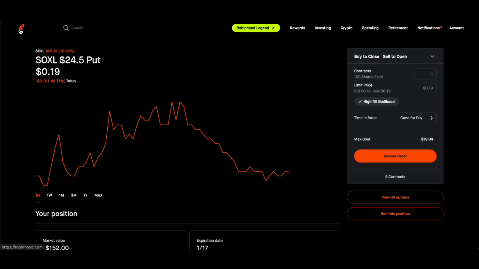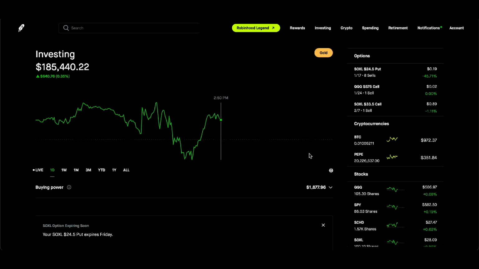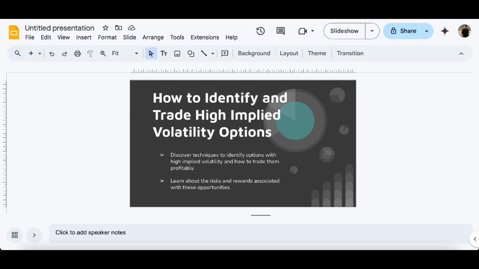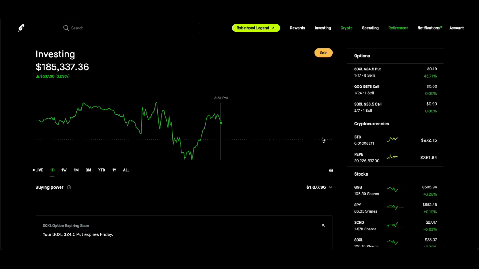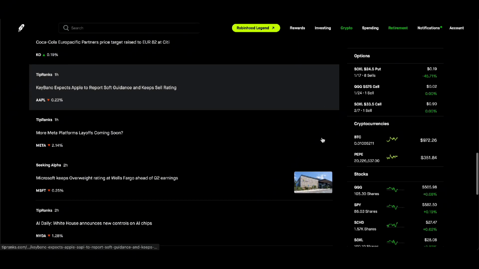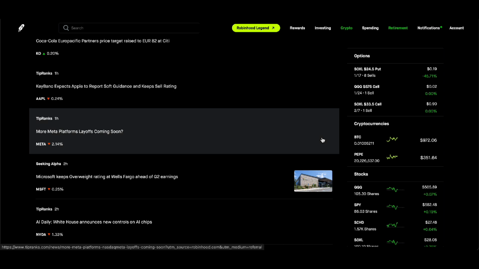So that's how I would play these options, and I think it's a great idea if you want to make some passive income online on the side and be bullish on your stock. That's how I would play these options, generating some cash money on the side.